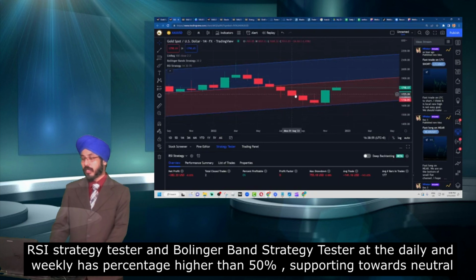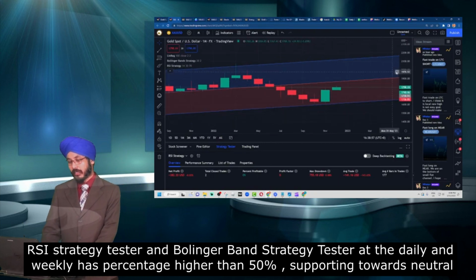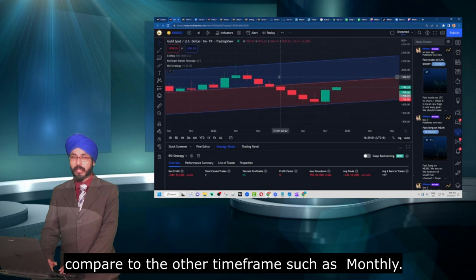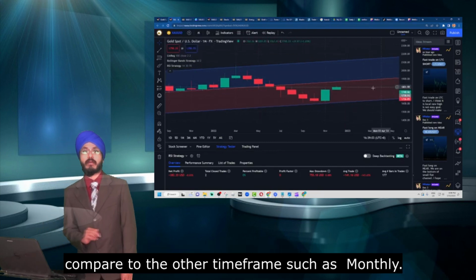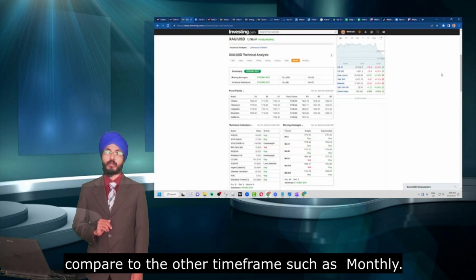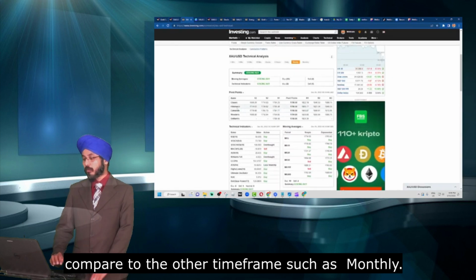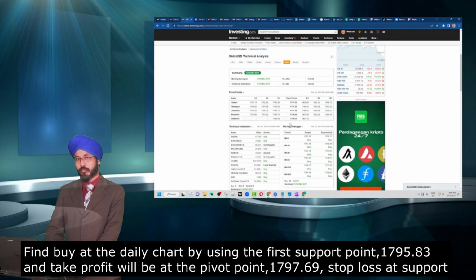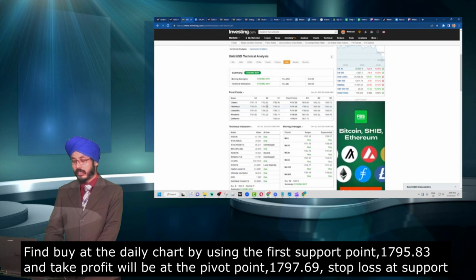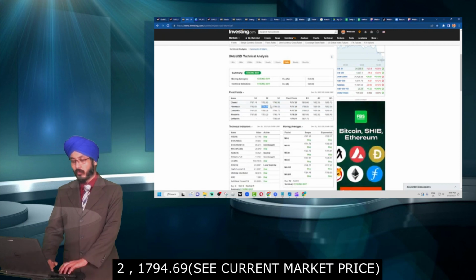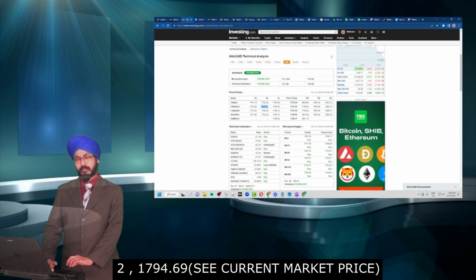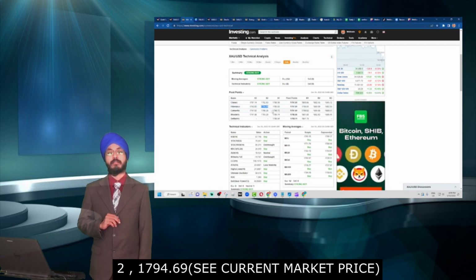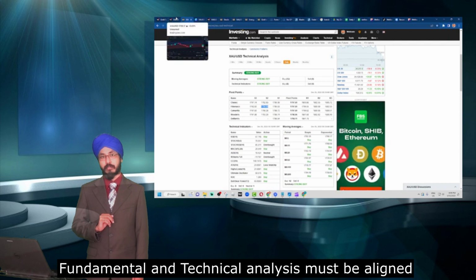So our technical indicators at the daily and also the weekly are supporting a strong buy. This is also aligned with our fundamental analysis, which is also supporting bullish. So we can go to our support point, which is 1795.83, as the entry point, and we can take profit at 1797.69, and we can take a stop loss at 1794.69. This strategy has a winning percentage of about 80 to 85%.